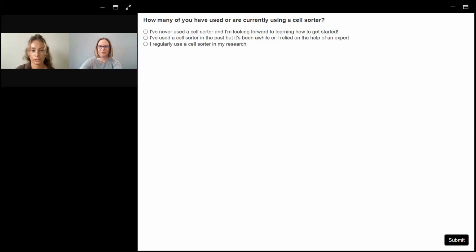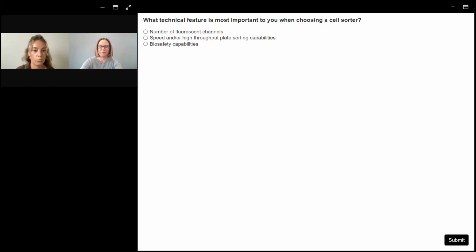Awesome. And we'll move on to our next poll question, which is what technical feature is most important to you when choosing a cell sorter? Number one is number of fluorescent channels. Number two, speed and or high throughput plate sorting capabilities. Or three, biosafety capabilities. We'll give you a moment to answer.